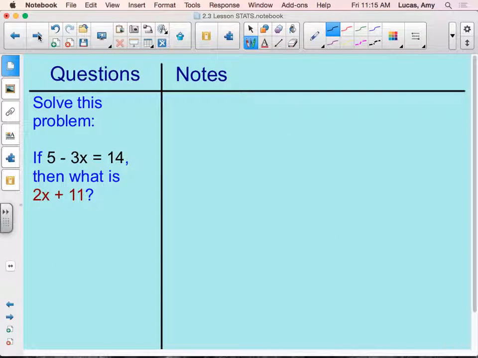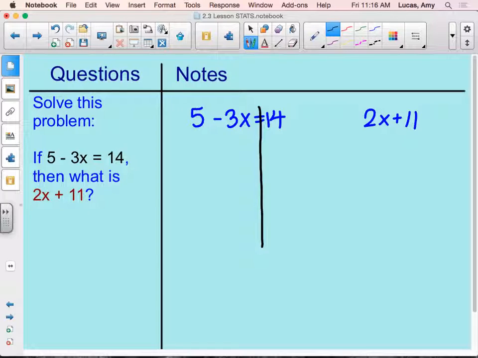This next question is a little bit different, a little bit outside of the box, I guess I would say. Solve this problem. If 5 minus 3x equals 14, so they're saying that's true, then what is 2x plus 11? What we're looking for on a problem like this is a student who is able to understand that this first equation can be solved. It has an equal sign. It's an equation. So this first one we can solve.